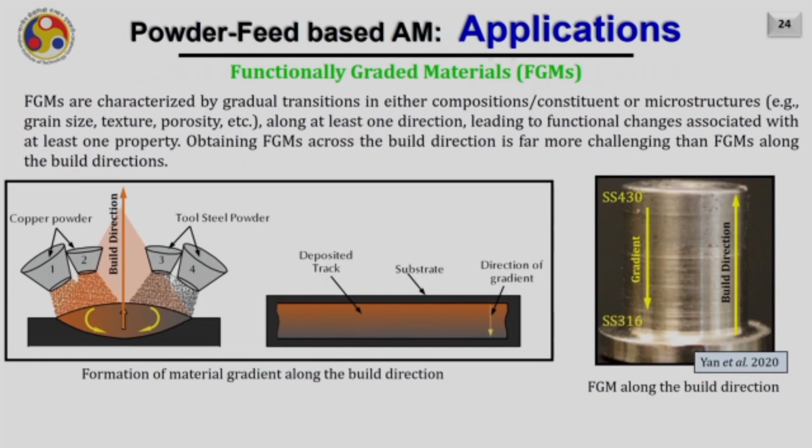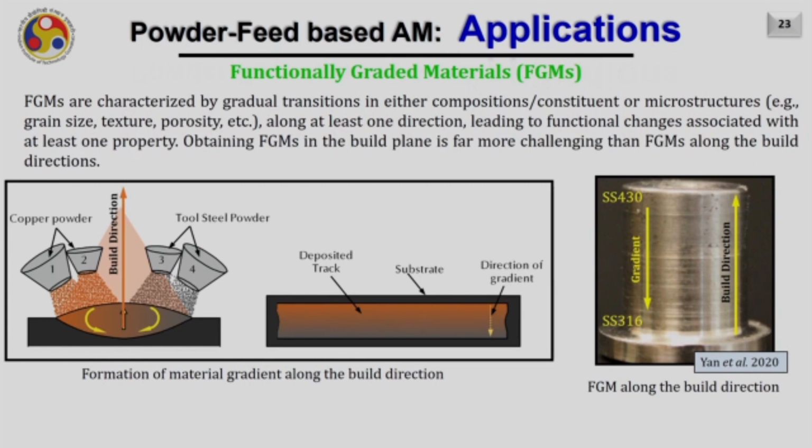We can make the functionally graded materials by the powder feed based additive manufacturing also. So, by powder feed based additive manufacturing, the FGMs can be realized very easily. Like I already mentioned, FGMs are characterized by gradual transition in either composition or constituent or microstructure, for example grain size, texture, porosity, etc. along at least one direction. And also this variation should definitely lead to a functional change associated with at least one property.